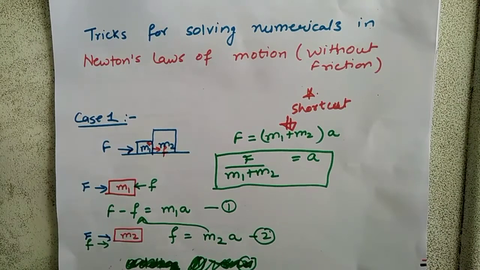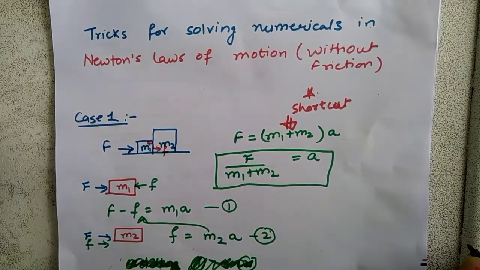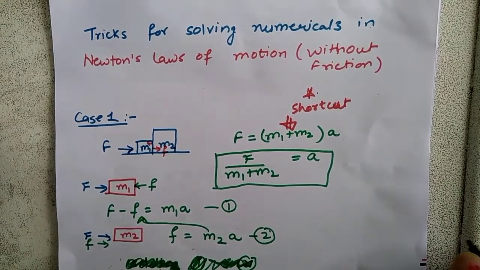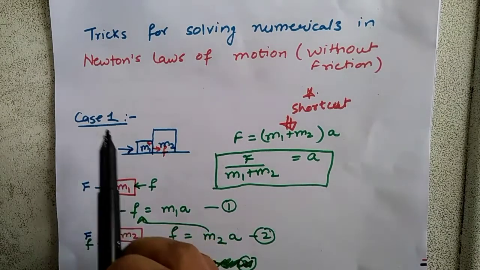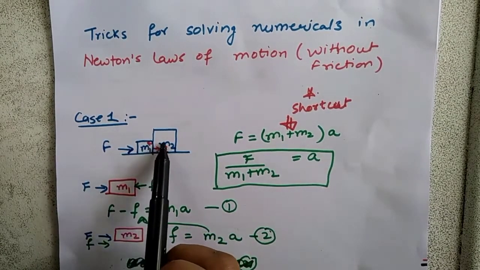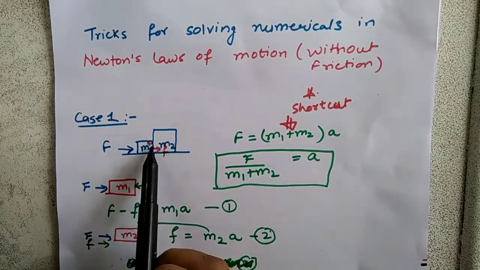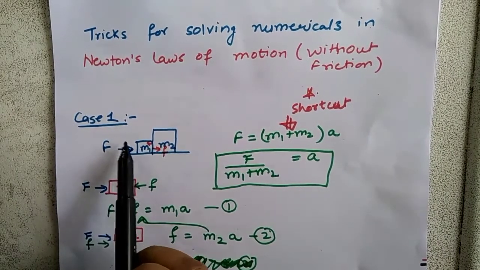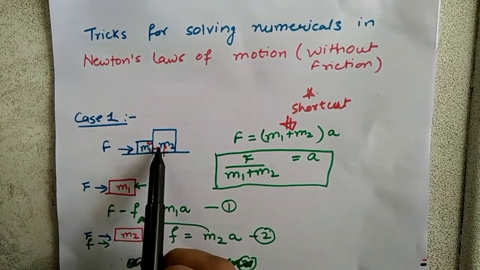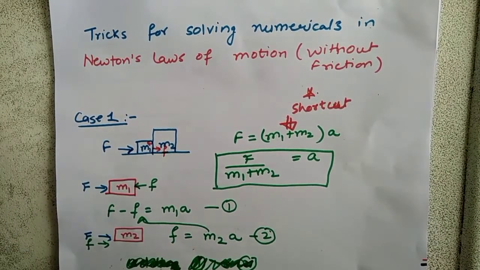Today we are going to learn about some tricks for solving numerical problems in Newton's laws of motion. But in all these problems, we are ignoring the effect of frictional force in the system. So the first case we will come across while solving these numerical problems is where there will be two blocks of masses m1 and m2, and one force pushing them, and these two masses will be in contact with each other.